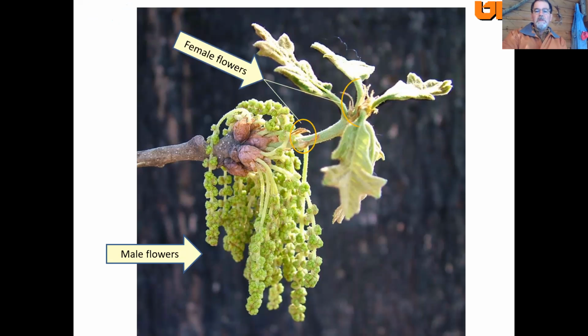And if you look closely, you can see the female flowers that form on this initial stem that grows in the spring of the year, very small. And so this is where the pollen will be received to help fertilize the acorns.